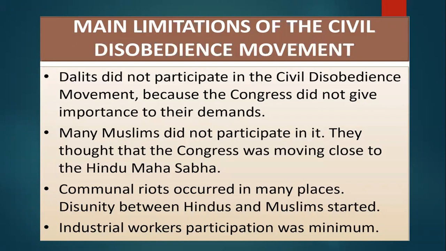Second were the Muslims. They didn't participate in civil disobedience because when they participated in the non-cooperation movement, Gandhiji suddenly called it off because of Chauri Chora. So they felt that if they took part in this movement again, it would be of no use, and they felt that Congress was moving towards the Hindu Mahasabha. Because of that feeling, Muslims didn't participate. And communal riots also took place, disunity between the Hindus and Muslims.